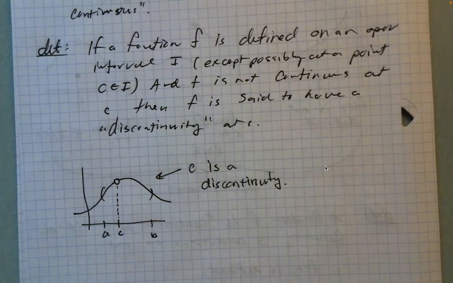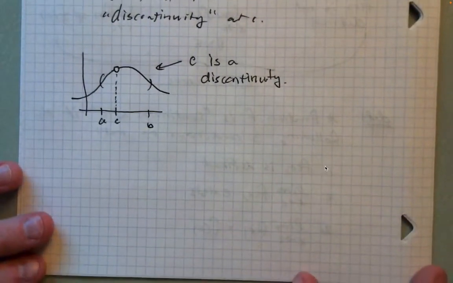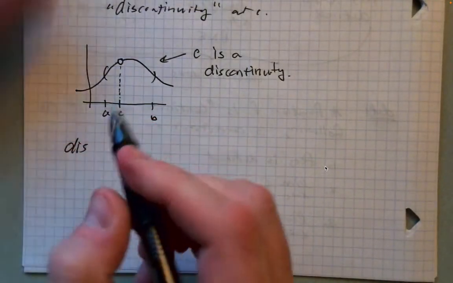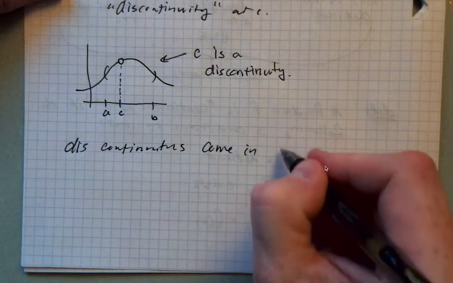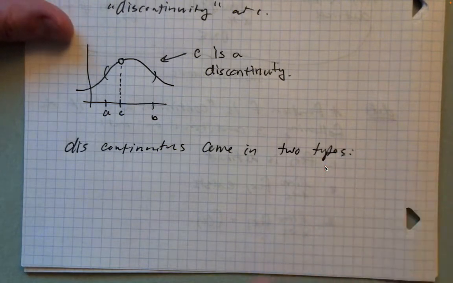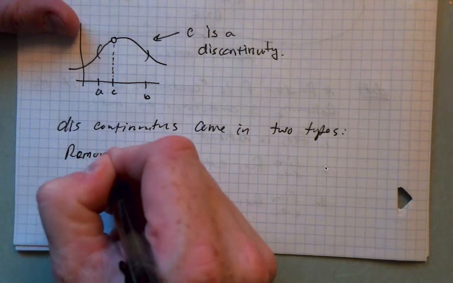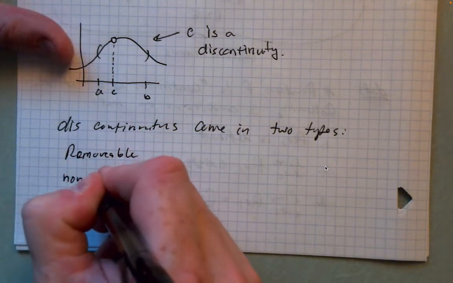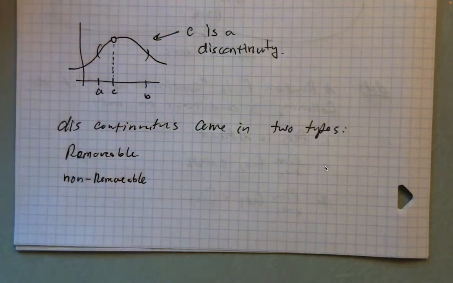Basically, all those little holes at places where you don't have continuity, you have what's called discontinuity there. And discontinuities come in two types. You've got what's called removable and non-removable.